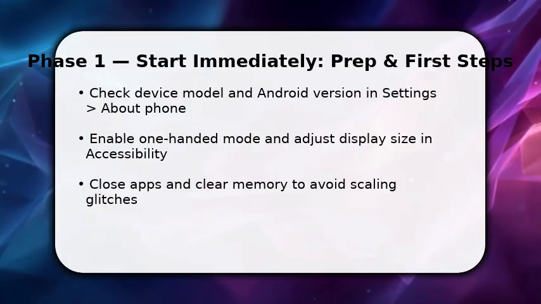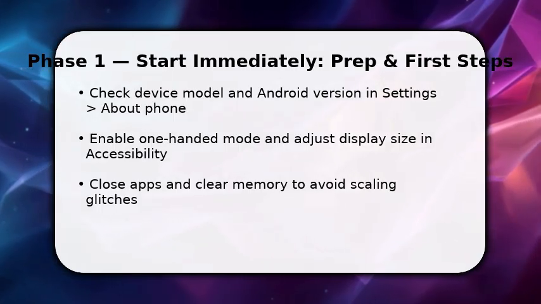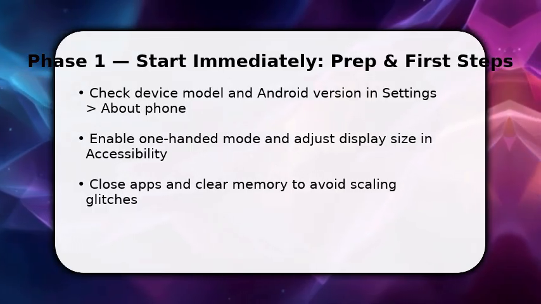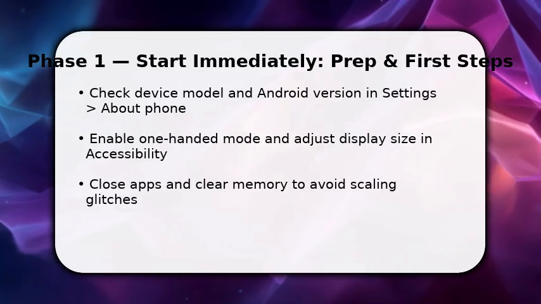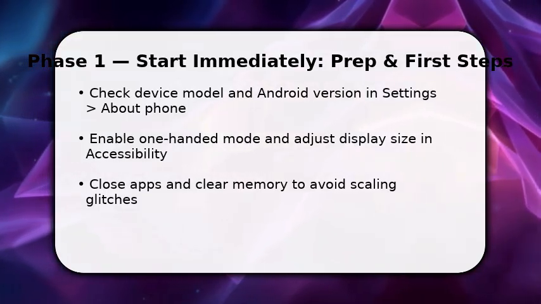You start now by confirming the phone model and Android version because Samsung options vary. Next, go to Settings and open Accessibility. Enable one-handed mode so you can shrink the screen instantly. Then, tap Display, Screen Zoom and font to make initial size changes. Adjust the slider until content fits.